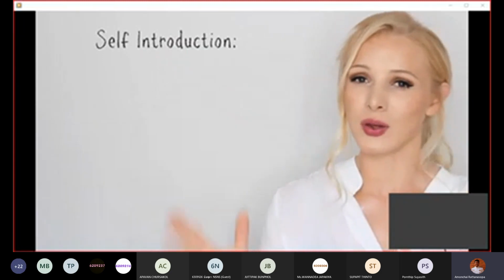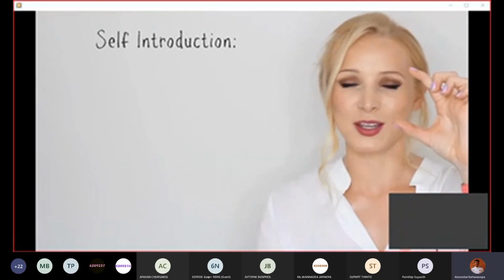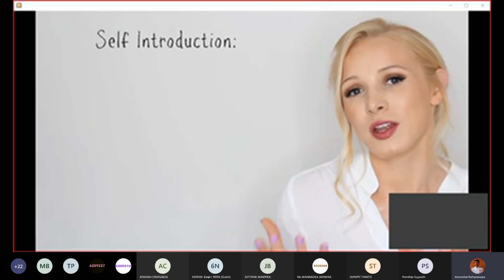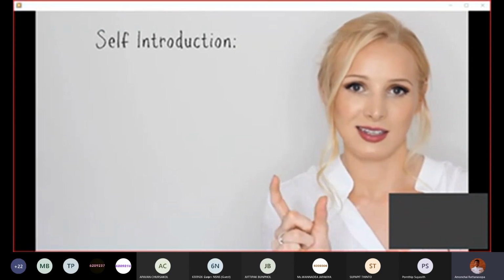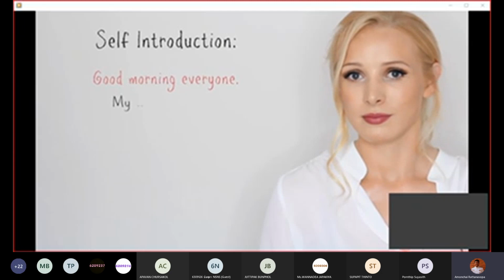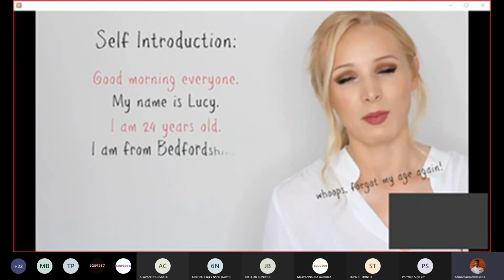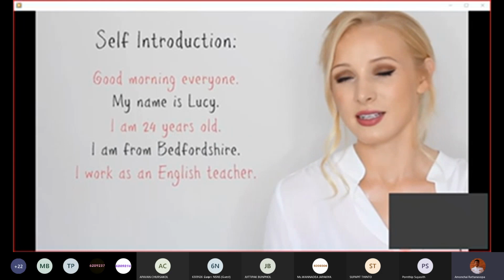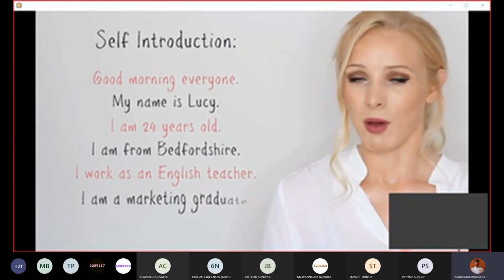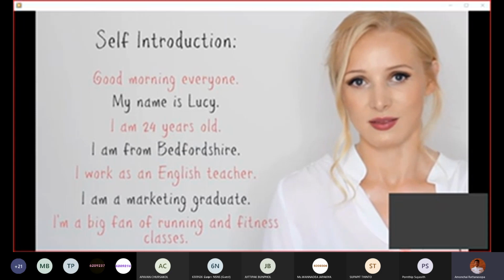Now, I've given you loads of different options. I've given you the basics and then you can add on the options, but you'll be left with a lot of short sentences. Let's see how mine would look. Good morning, everyone. My name is Lucy. I am 24 years old. I am from Bedfordshire. I work as an English teacher. I am a marketing graduate. I'm a big fan of running and fitness classes.